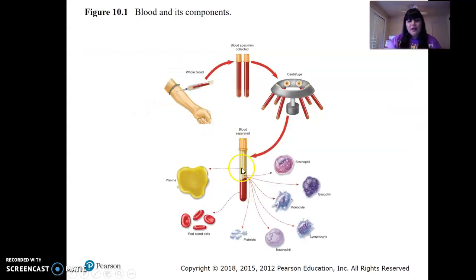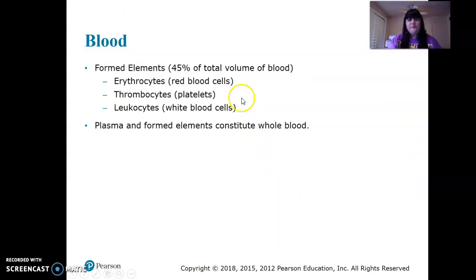So if I go back, 45% of this, right, are the cells, the formed elements. Erythrocytes, those are the red blood cells. Thrombocytes, those are the platelets. And leukocytes, those are the white blood cells.